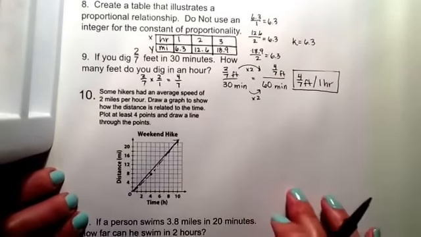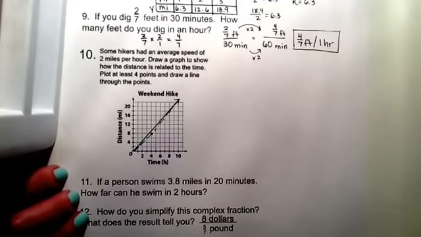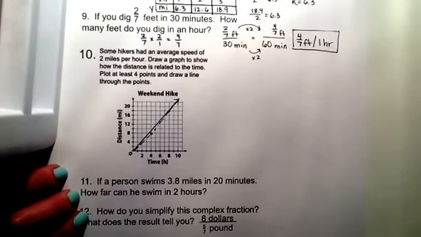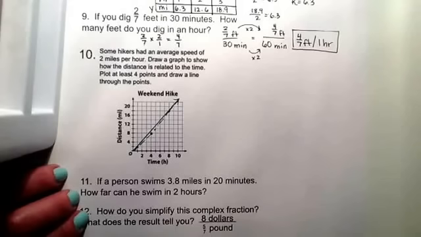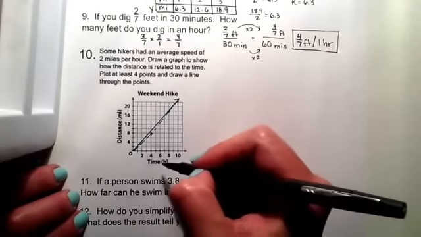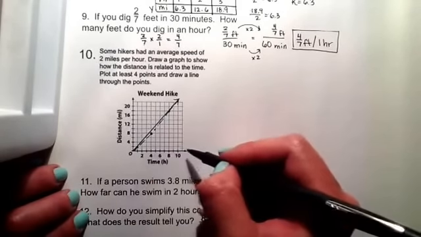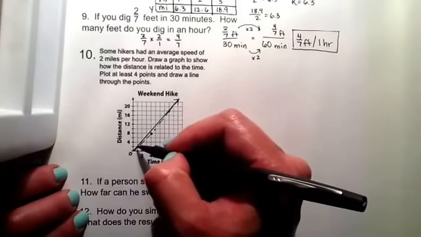Number 10. Some hikers had an average speed of 2 miles per hour. Draw a graph to show how the distance is related to the time. Plot at least 4 points and draw a line through the points. Okay, so hikers that are averaging 2 miles per hour. So here's your hours, your x. Okay, that means in 1 hour they went 2 miles.